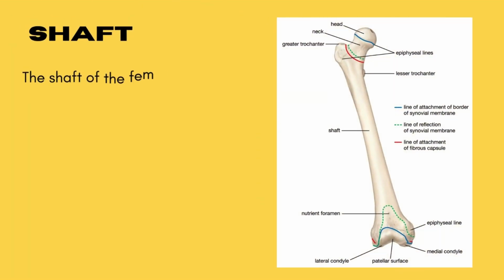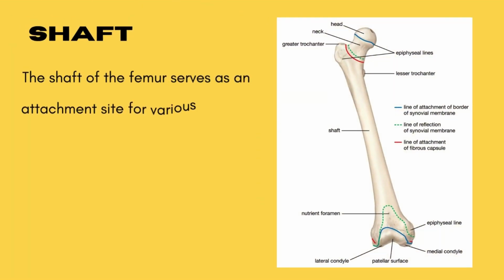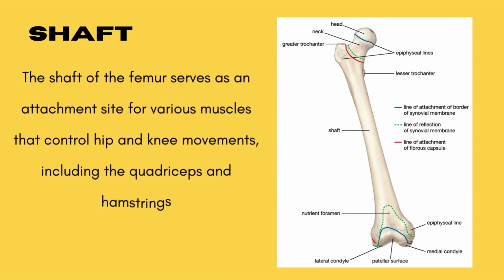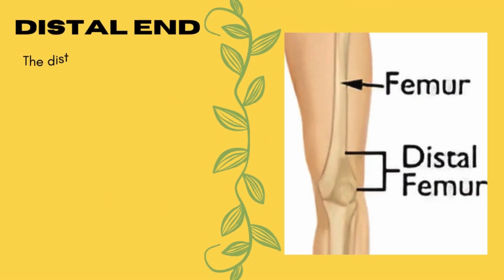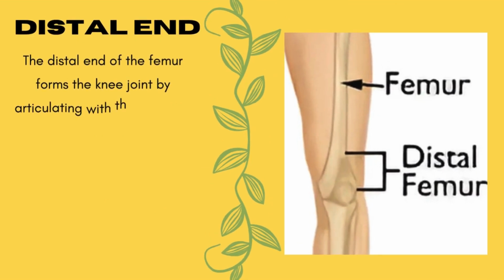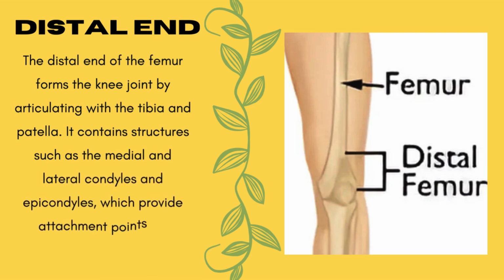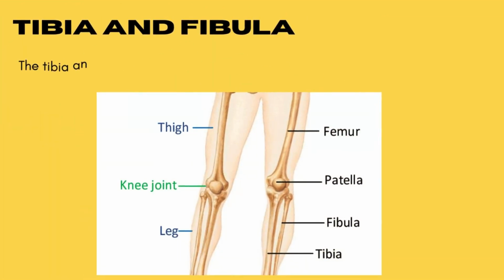Shaft. The shaft of the femur serves as an attachment site for various muscles that control hip and knee movements, including the quadriceps and hamstrings. Distal end. The distal end of the femur forms the knee joint by articulating with the tibia and patella. It contains structures such as the medial and lateral condyles and epicondyles, which provide attachment points for muscles and ligaments.